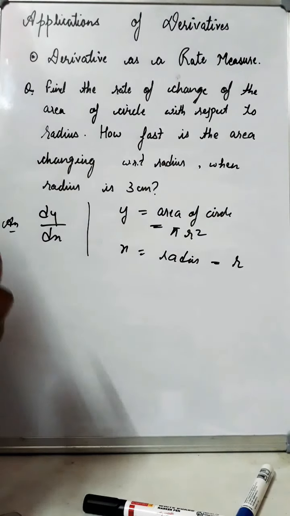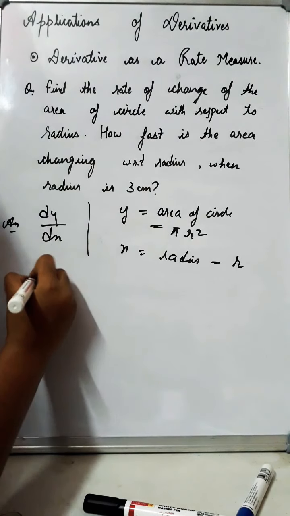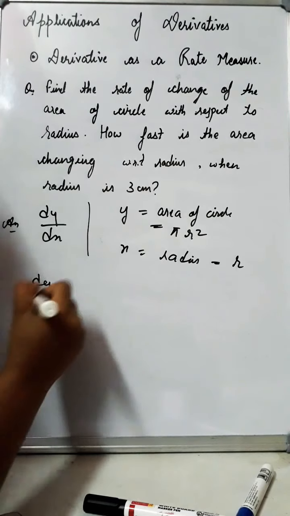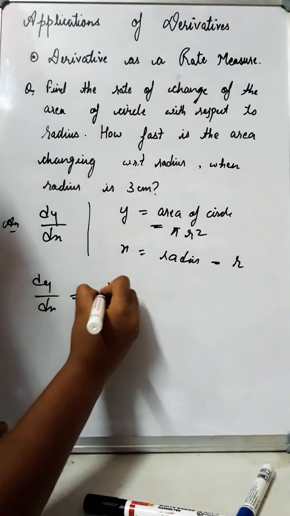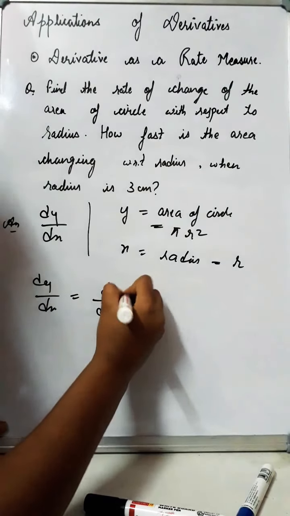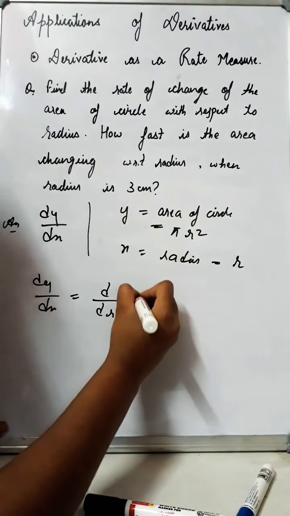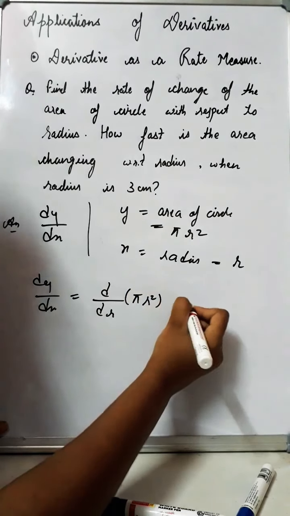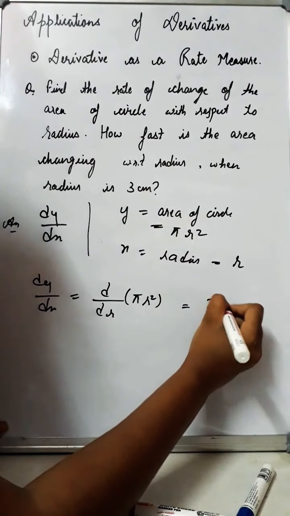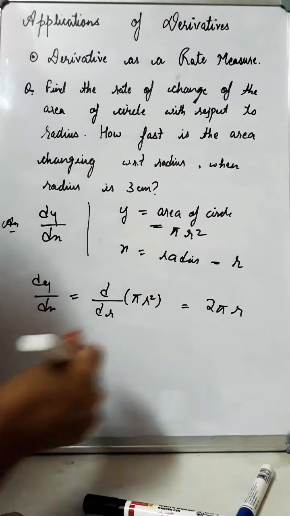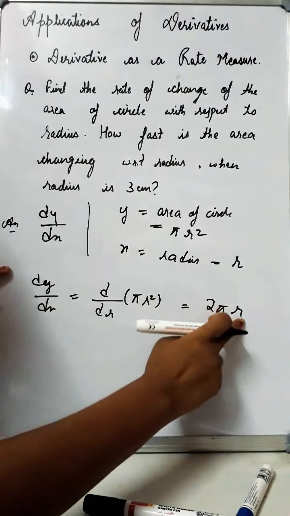Alright, so now you know what you have to do. Simply, you have to find the rate of change. That means you have to find the differentiation, which means d by dr of, what is your function? Pi r square. So this gives you 2 pi r, right? No unit here. So the rate of change is 2 pi r.